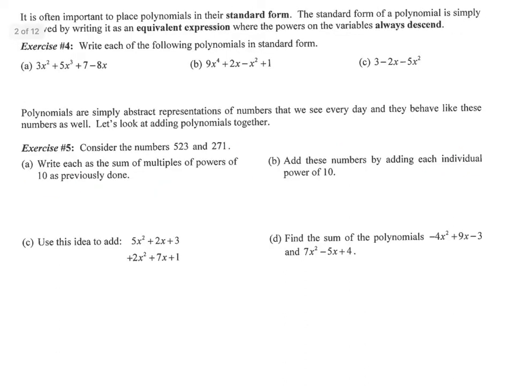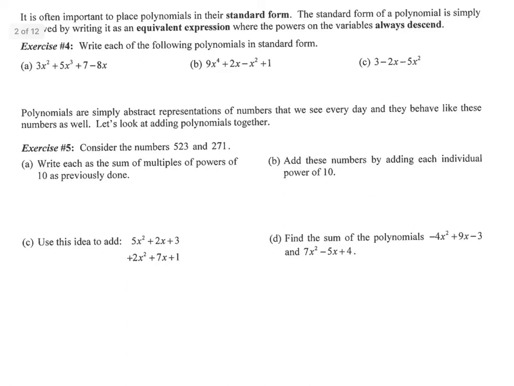It is often important to place polynomials in their standard form. The standard form of a polynomial is simply writing it as an equivalent expression where the powers are always descending, so it goes from the highest power to the lowest power.